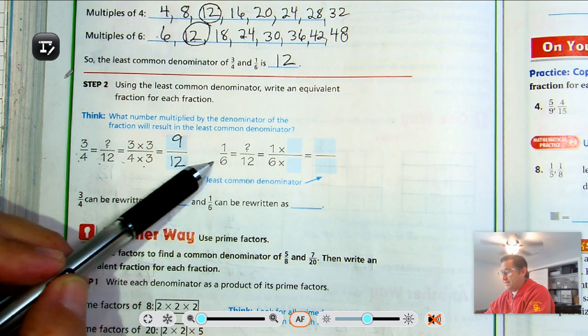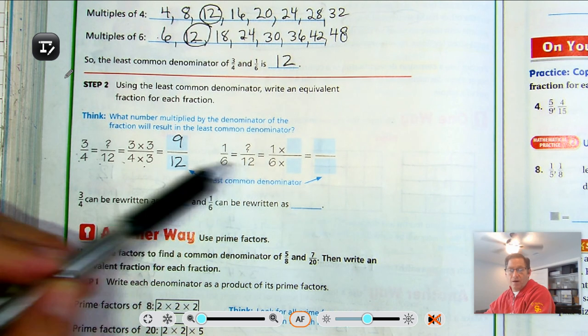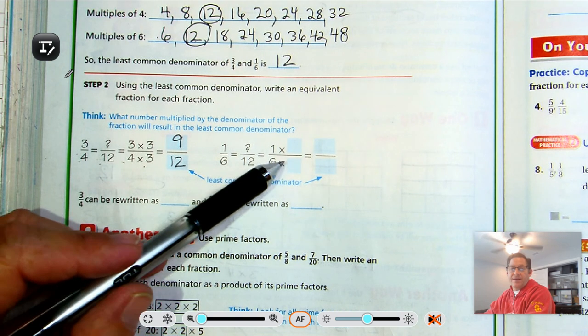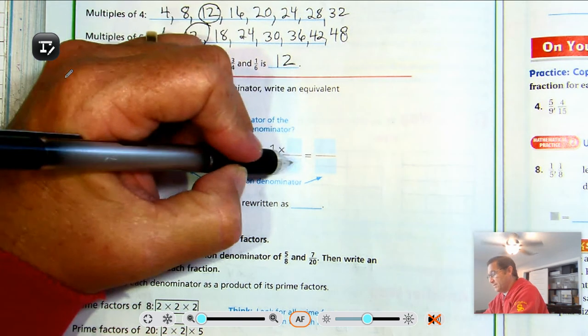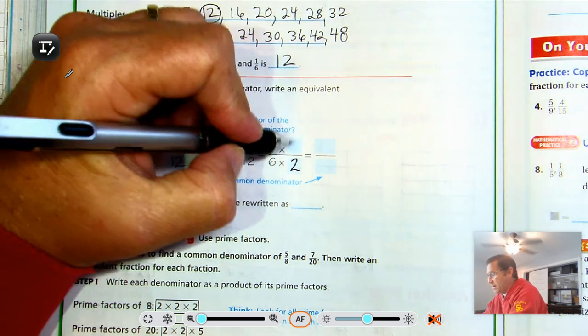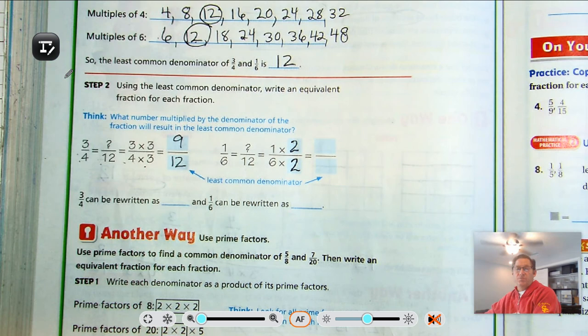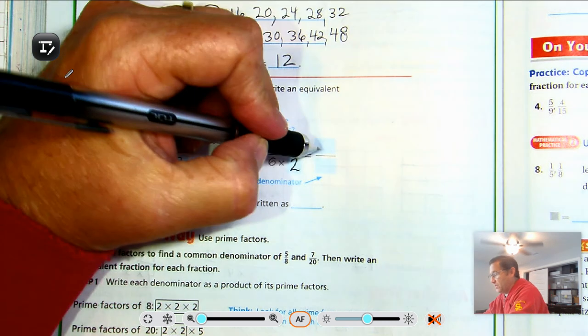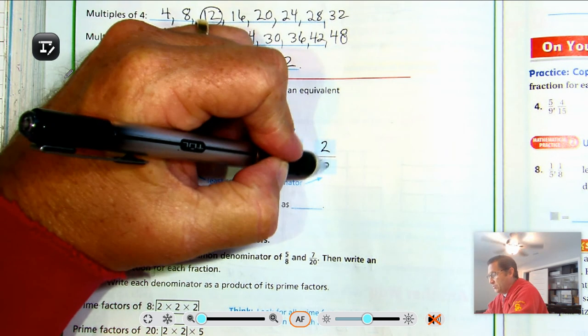Then I would do the same thing for 1/6. I'm also going to make 6 into 12ths, so we have common denominators. And what do I have to multiply 6ths by to get 12ths? I'd have to multiply by 2. And again, whatever I do to the denominator, I'll need to do to the numerator. So I'm going to multiply 1/6 by 2/2. And 2 times 1 is 2, and 2 times 6 is 12.